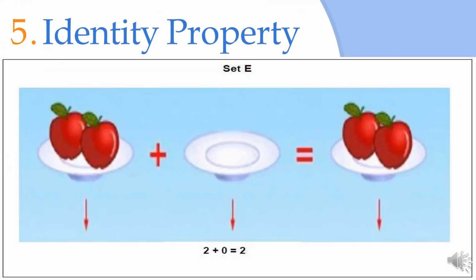Second to the last property is identity property. What comes into your mind when you hear the word identity? Look at the picture. What happened to the apple? The apple is added to an empty plate and the result is also apple. Means that the sum of any number and 0 is the given number. 0 is the additive identity.